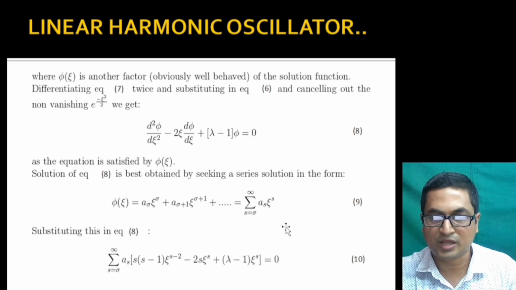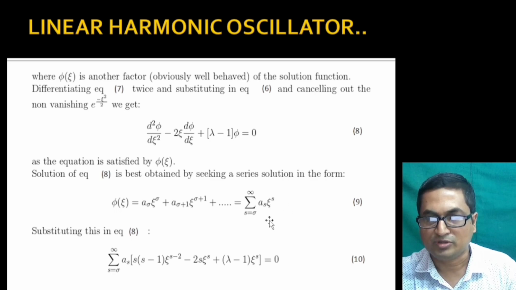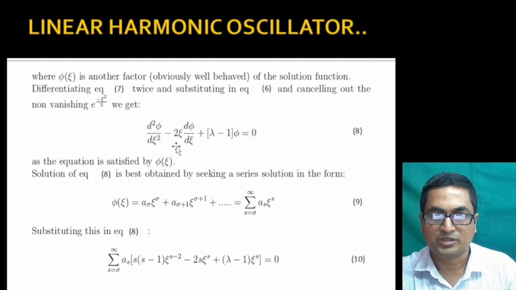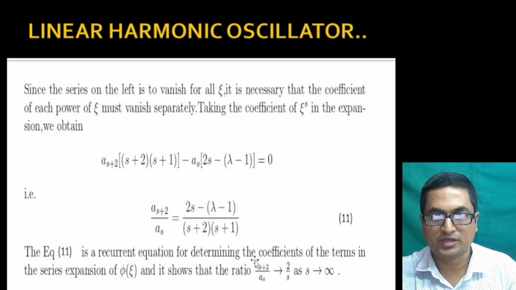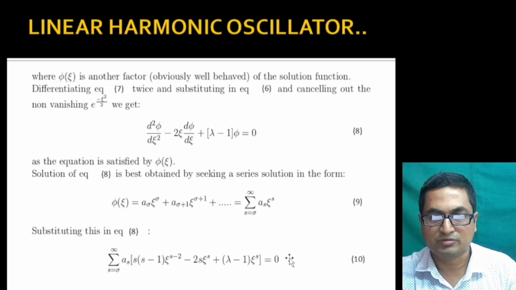It's clear from equation 9 that if you differentiate one time, it will give us a_s times s times xi to the power s minus 1. Double differentiation would give us a_s times s times (s minus 1) times xi to the power s minus 2, which is shown here in equation 10. So this is simply the double differentiation and single differentiation being implemented here in equation 8.